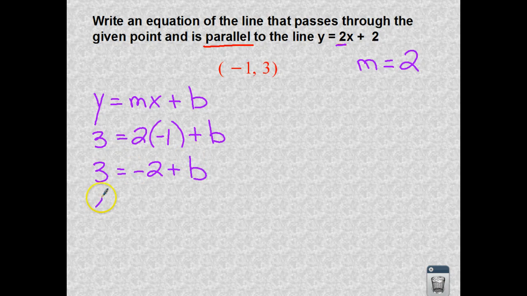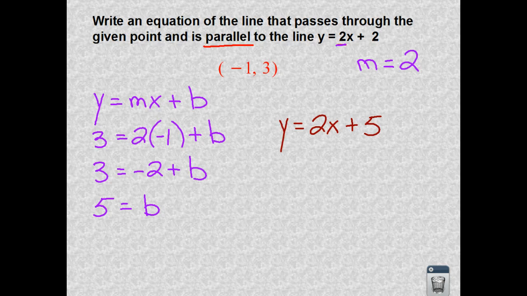So add 2 to both sides. So 5 is equal to b. And my new equation that is parallel to y equals 2x plus 2 is going to be y is equal to 2x plus 5. And our new equation is created.